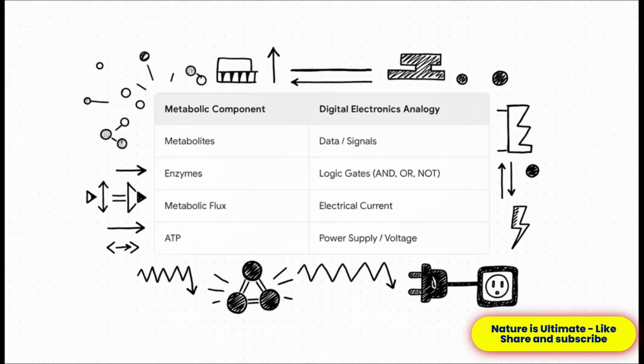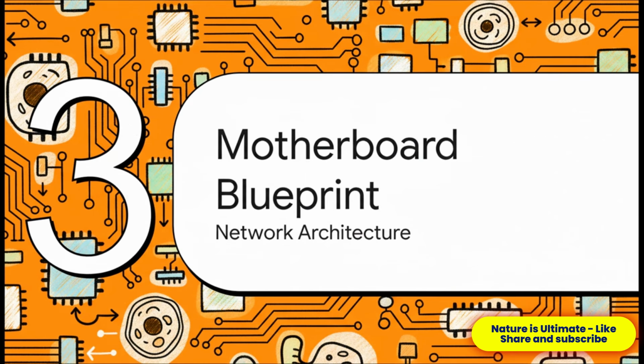So check it out. First, you've got metabolites, things like glucose. Well, that's your data, the signals running through the circuit. Next up, enzymes. These are your logic gates, the tiny little switches, the AND, OR, and NOT gates that make all the decisions. The speed of that whole process, what scientists call metabolic flux, for us, that's the electrical current. And finally, where does the juice come from? The famous ATP molecule. That's your power supply. It's the voltage driving the entire circuit. So we've got the individual components. We have our data, our logic gates, our current, and our power.